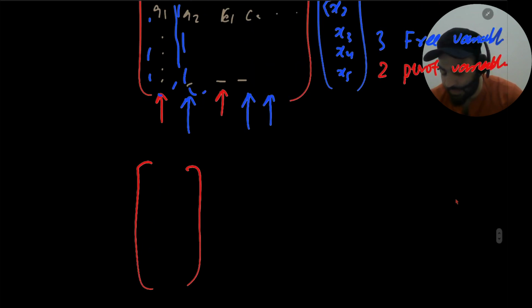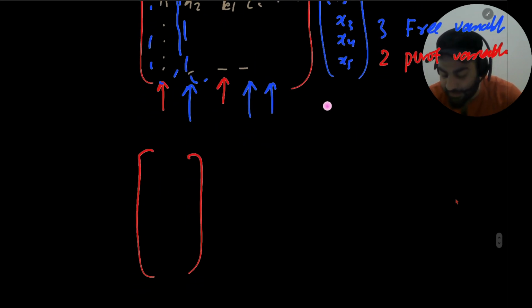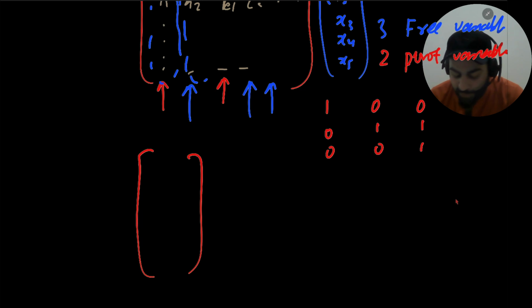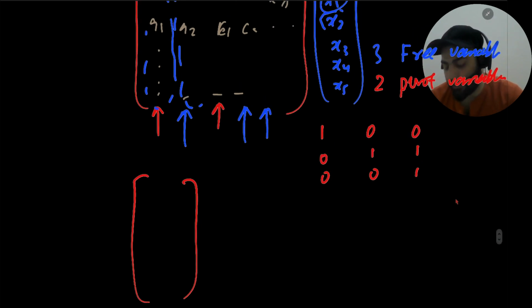So what I'll do is, again, I'll assign these free variables. Initially I'll assign it 1, 0, 0. Next time I'll assign them 0, 1, 0. Next time I'll assign them 0, 1, 1. And now I'll get the values for the other variables.